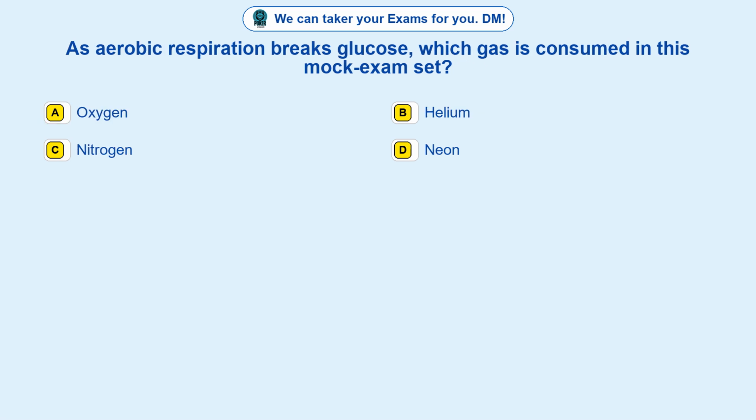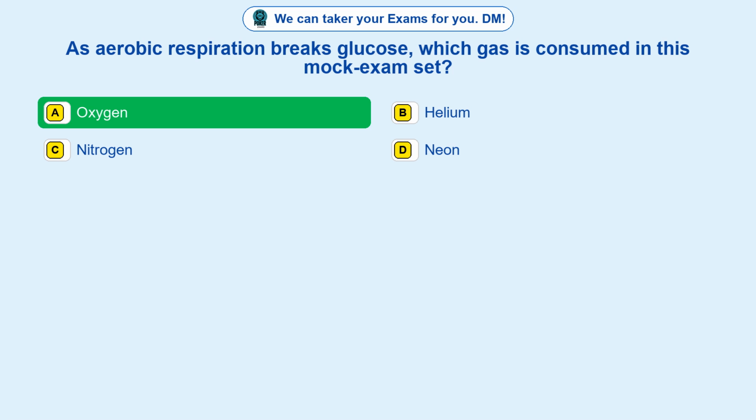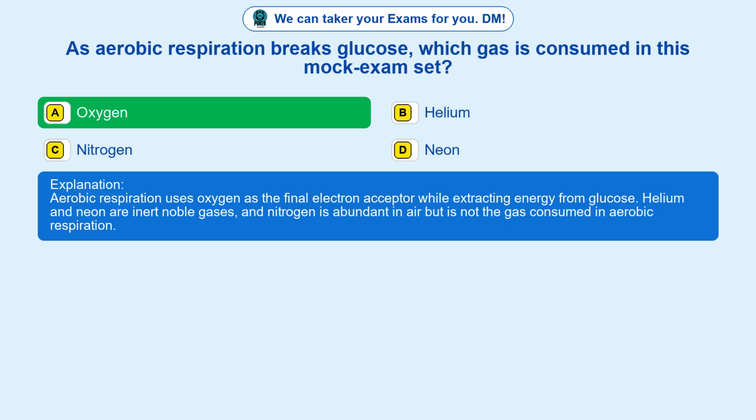Question 23. As aerobic respiration breaks glucose, which gas is consumed in this mock exam set? Option A, oxygen. Option B, helium. Option C, nitrogen. Option D, neon. The correct answer is option A. Oxygen. Aerobic respiration uses oxygen as the final electron acceptor while extracting energy from glucose. Helium and neon are inert noble gases, and nitrogen is abundant in air but is not the gas consumed in aerobic respiration.